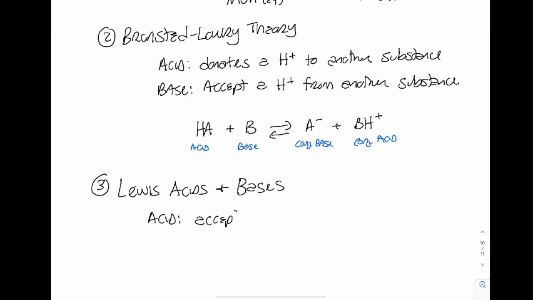So my acid is going to accept an electron pair. My base is going to donate an electron pair. So the donator and the acceptor in the acid and base for Lewis versus Bronsted-Lowry are the opposite, but the charge on the particle that they're donating and accepting is also the opposite, right? So a Bronsted-Lowry acid is donating something that's positively charged. Lewis acids and bases are accepting something that's negatively charged.